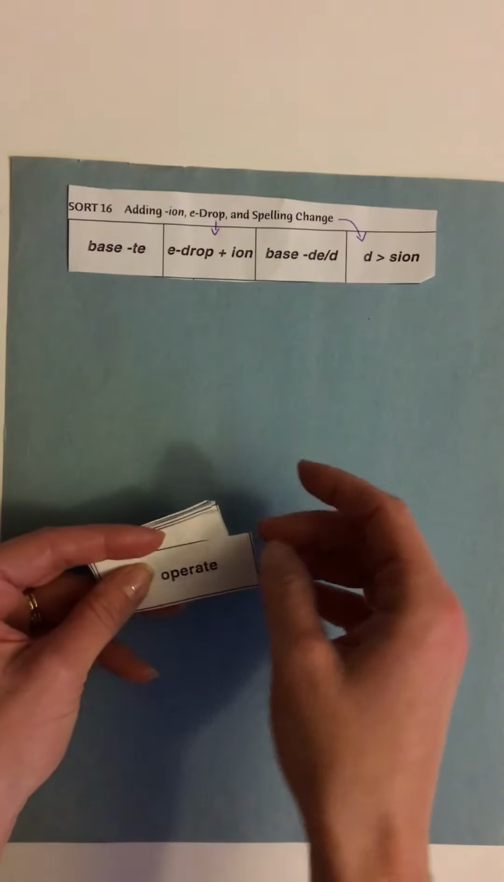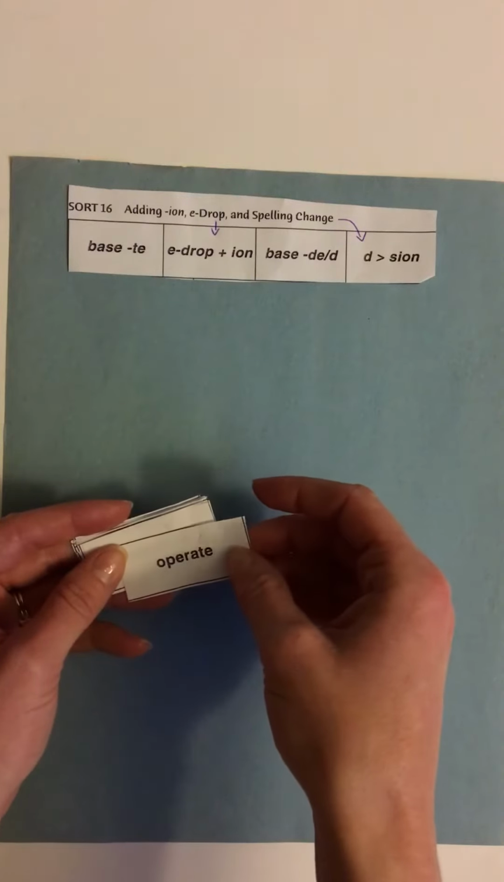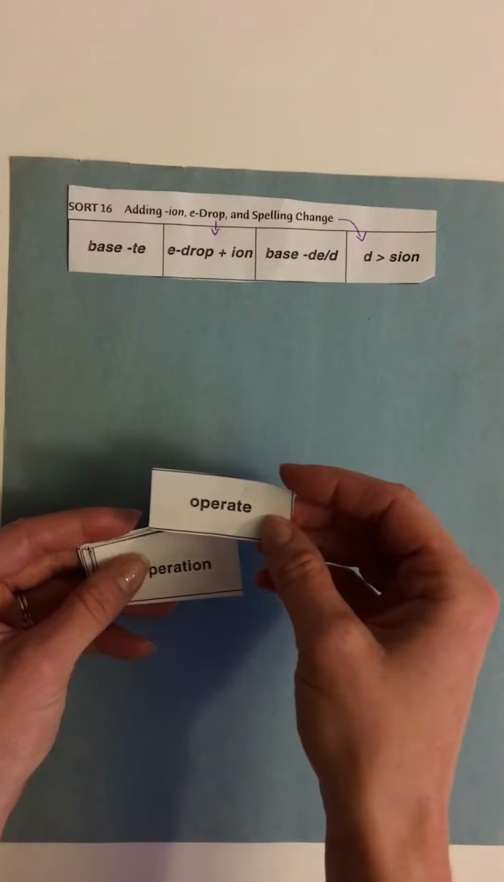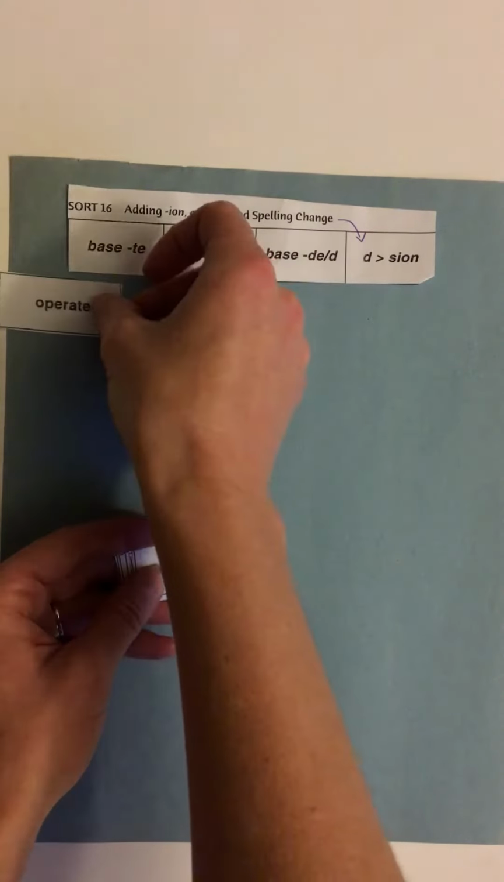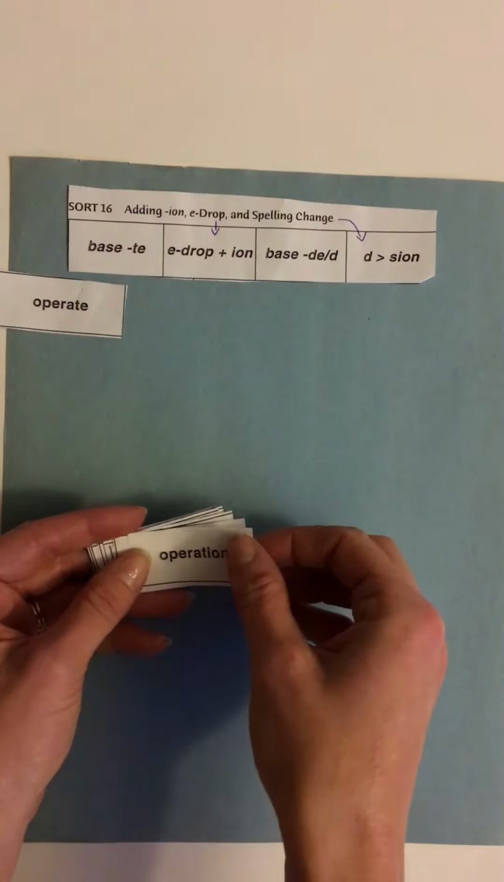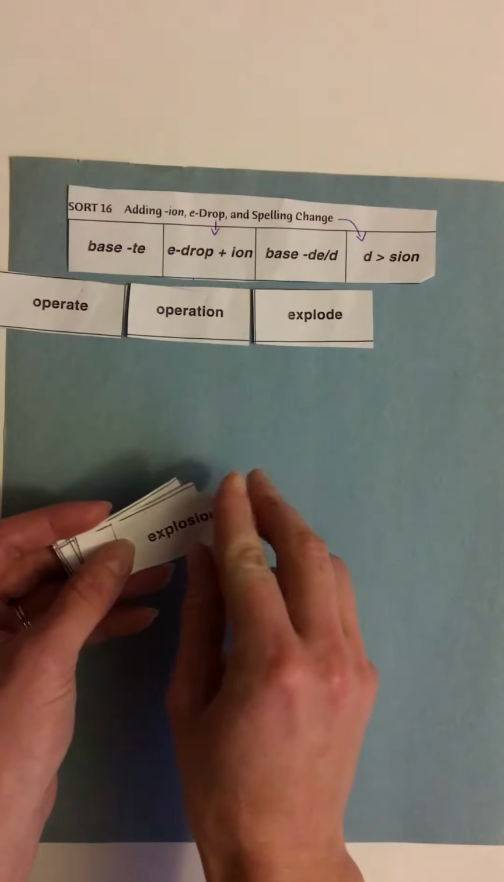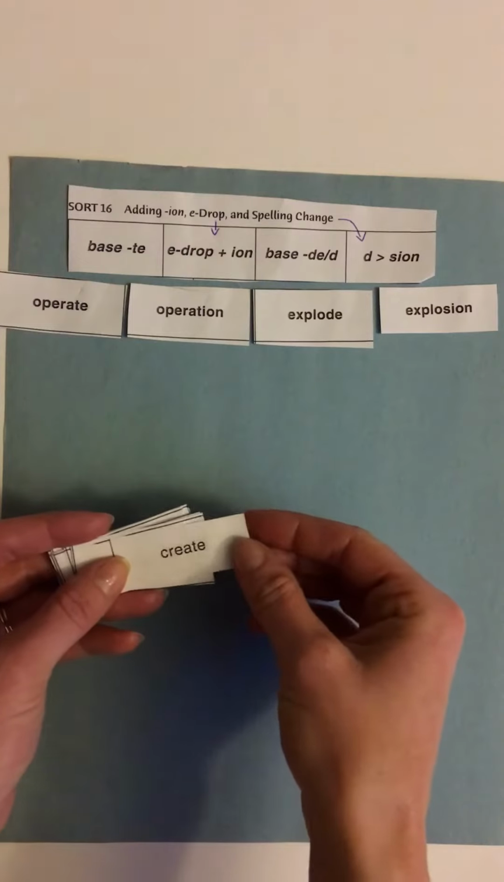Let's go ahead and look at the words. This is a matching sort, so you want to put the base word next to its word with the suffix on it. So this is operate, and it ends with TE, so I put it here. And here we have operation, and put it there. Explode and explosion. Well, the rest might not be so easy to do.